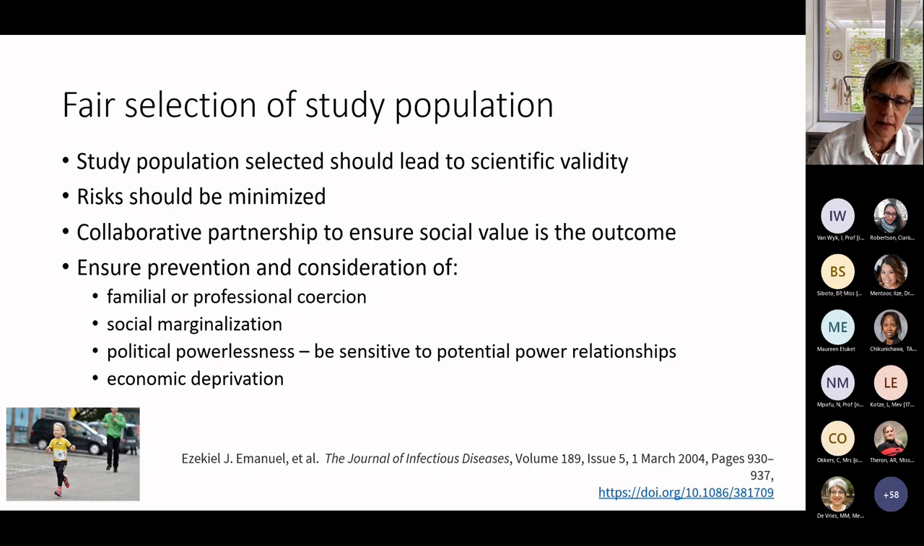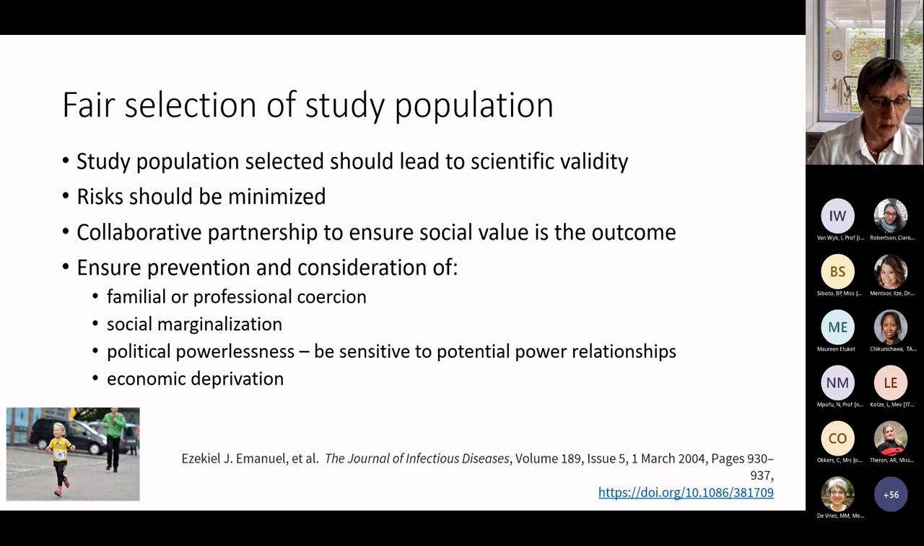Now, we'll say that is an unfair selection of study population, because the illiterate person has already been disadvantaged, especially in our South African history of education, by not being able to attend a school and to be able to read and write. And so that will lead to unfair selection of the study population.